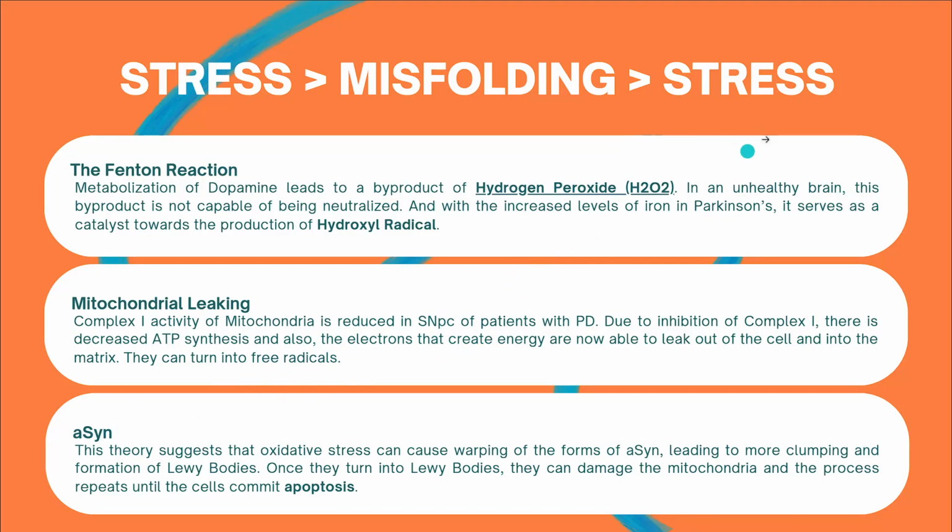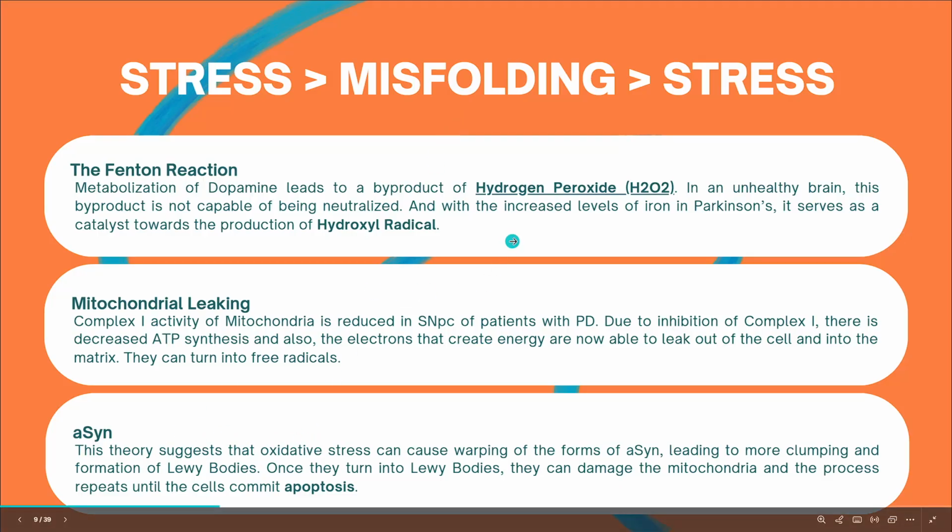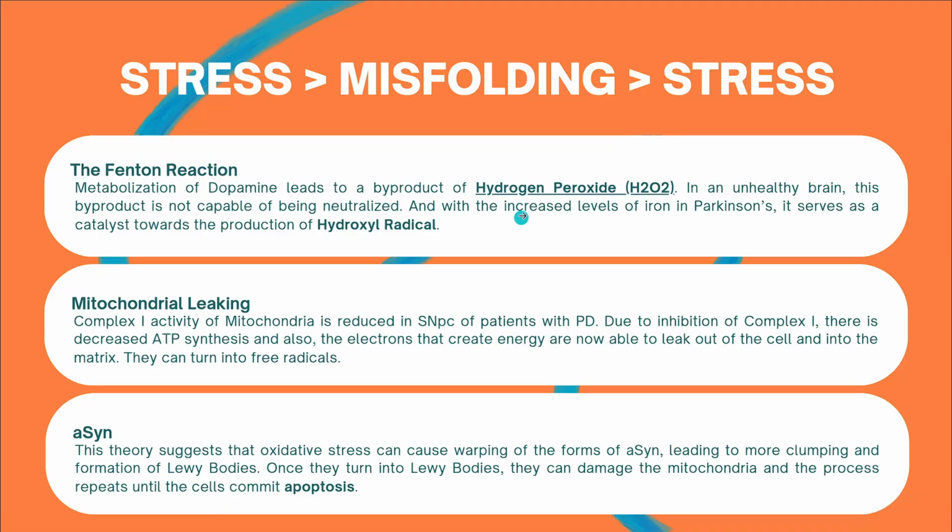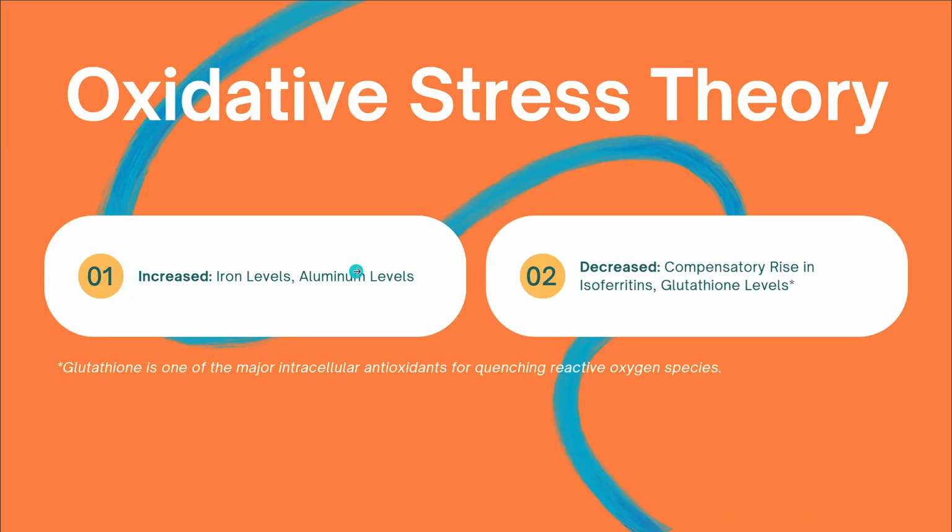Again, we also have alpha synuclein. Oxidative stress causes warping of their shape. Warping of the shape creates Lewy bodies. Creation of Lewy bodies can damage signal transmission and neurotransmitters. Once those are damaged, it causes more stress in the matrix, and that could lead to oxidative stress, and then the cycle continues until the cell commits solo execution performed by the cell itself. Boom.